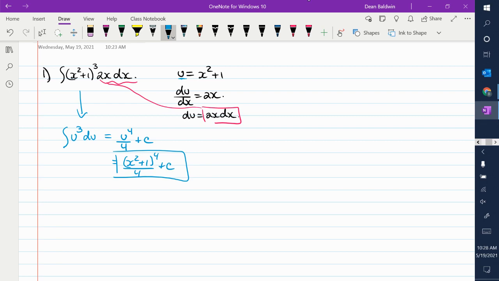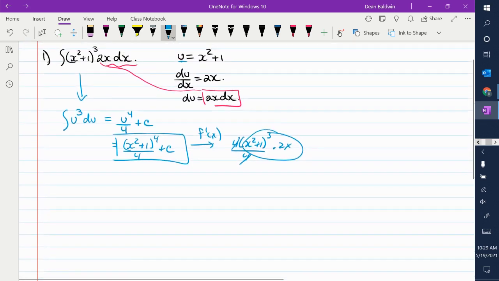because if I did the derivative, you don't have to write this. If I did the derivative of this, you'd use chain rule. The 4 would fall down, x squared plus 1, take away 1, times the inside derivative, which is 2x, and those cancel, and there's your derivative, okay?